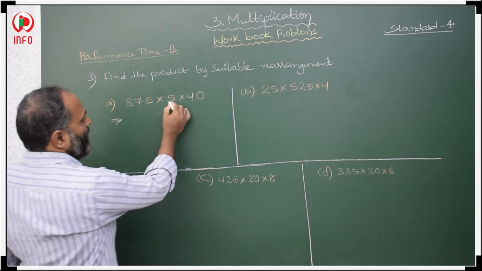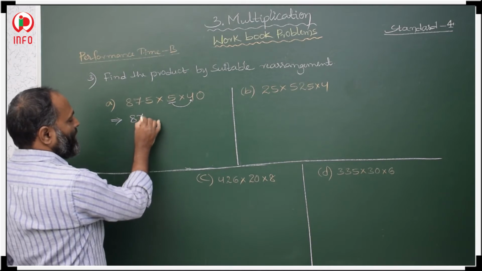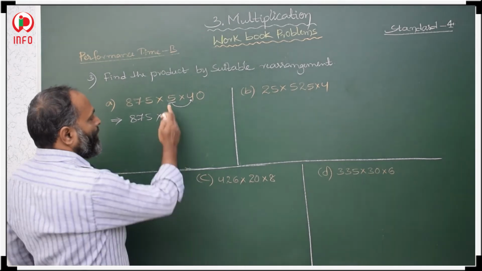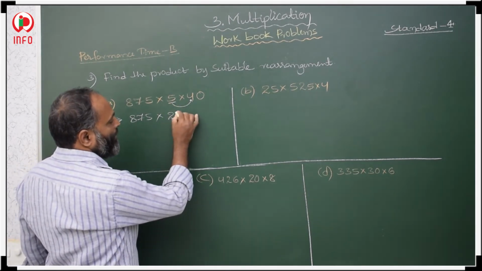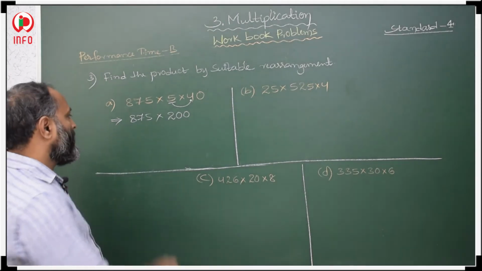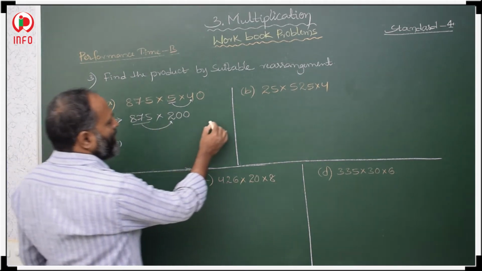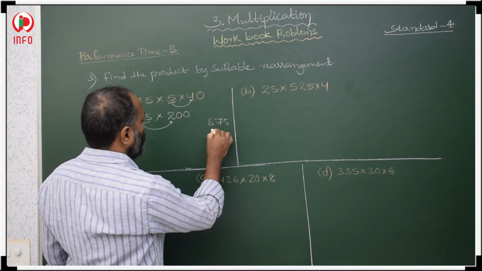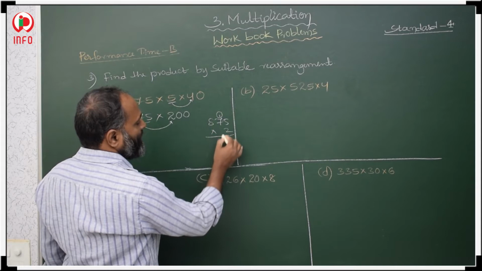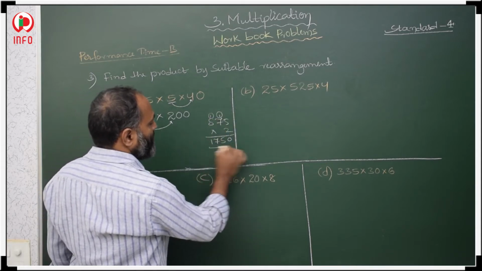Why? Because 5 4s are 20. So that is why it will come in 20 means 200. 5 4s are 20 and 1 zero. 200. Now how to multiply this? Now this 875 we have to multiply with 2. 875 with 2. 2 5s are 10, 1. 2 7s are 14 plus 1, 15, 1. 2 8s are 16 plus 1, 17.